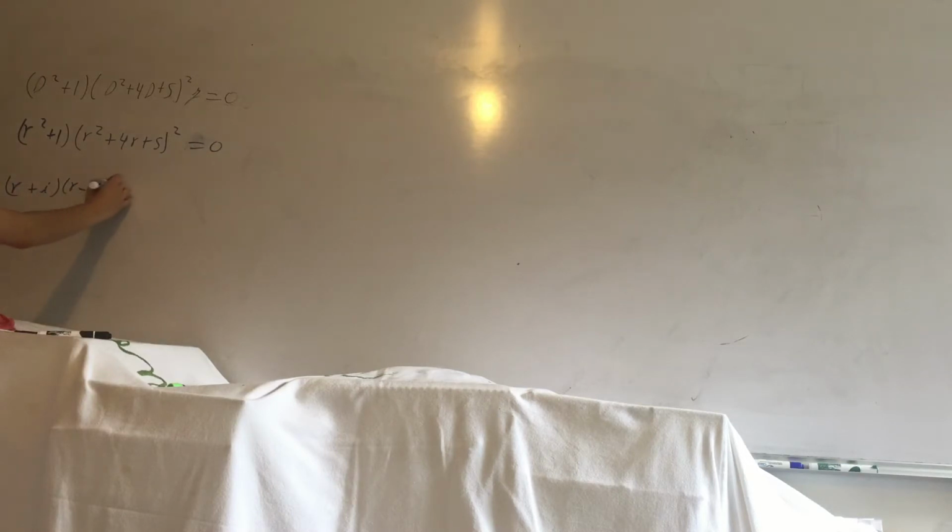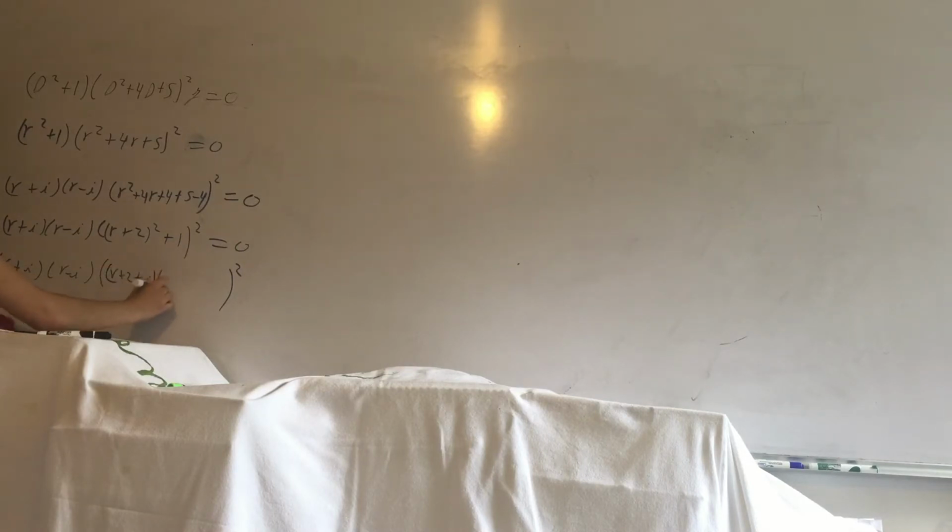so we will have r squared plus 1. Now let's try to complete this square. r squared plus 4r, half of this is 2, squared is 4, plus 5 minus 4. If I'm adding 4, I will subtract 4. So (r plus i) times (r minus i) times ((r plus 2) squared plus 1), all this squared, equals 0. Again, this is a square difference involving i: (r plus i) times (r minus i) times (r plus 2 plus i) times (r plus 2 minus i) all squared equals 0.